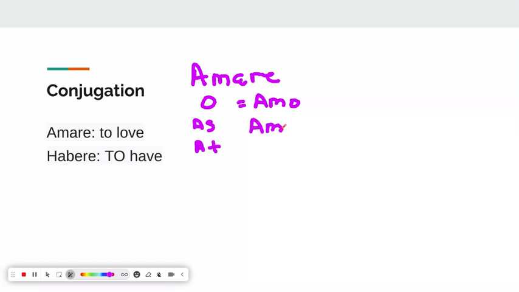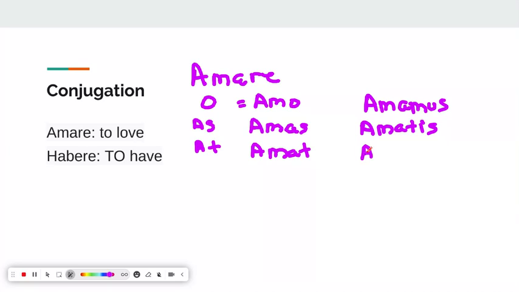Amo, amas, amat. So I love amo, you love amas, he, she, or it loves amat in the singular, and the plural, amamus, amatis, and amant. So amamus is we love, amatis you all love, pointing to all those people, and amant is they love.